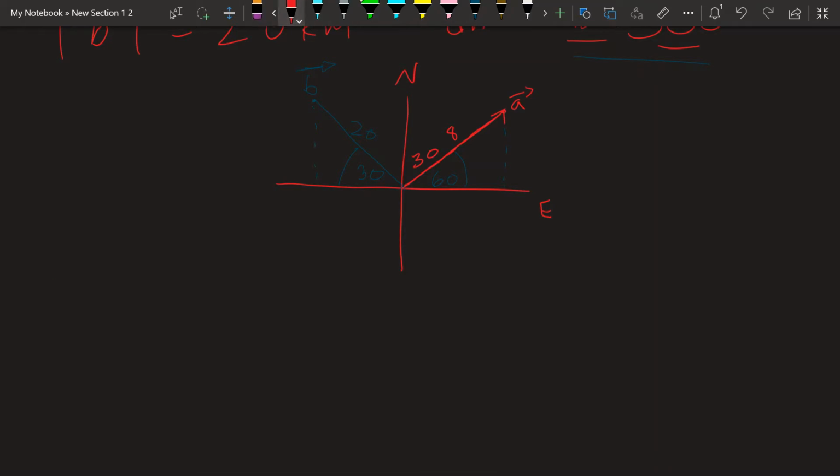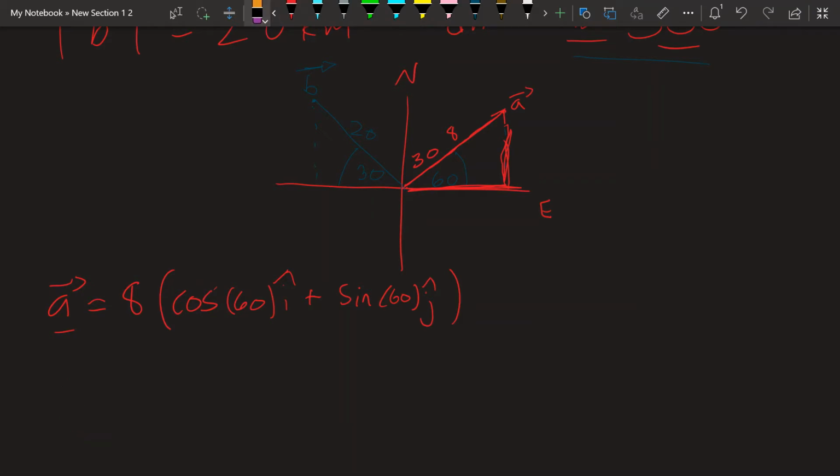So let A be in red. A is equal to 8 multiplied by, so you know that the x coordinate is going to be cosine of something and the y coordinate is sine of something, right? Well, look here. The y coordinate of A, which is this line, is sine 60, and of course there's a j, and the x coordinate, which is this, is cosine 60, and you have an I. That's basically vector A.